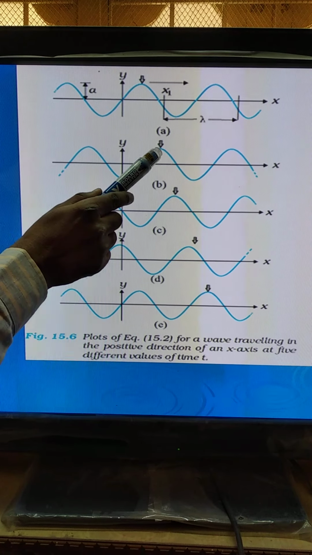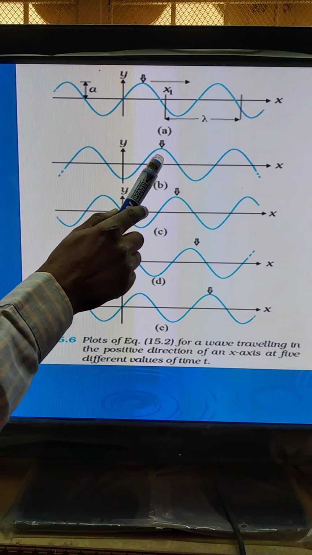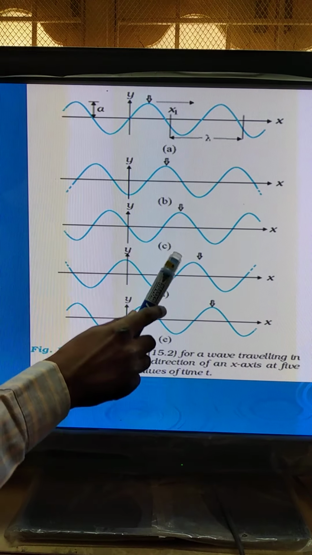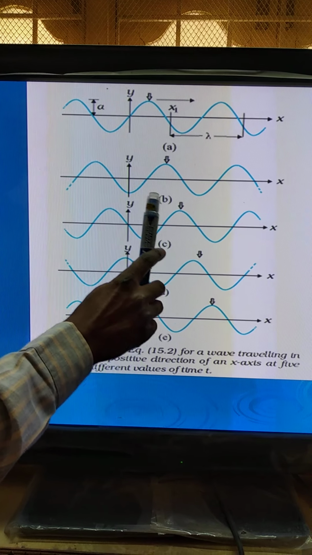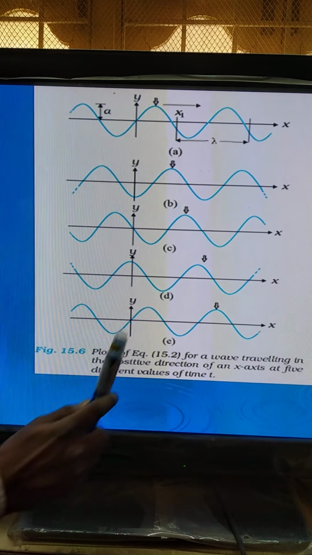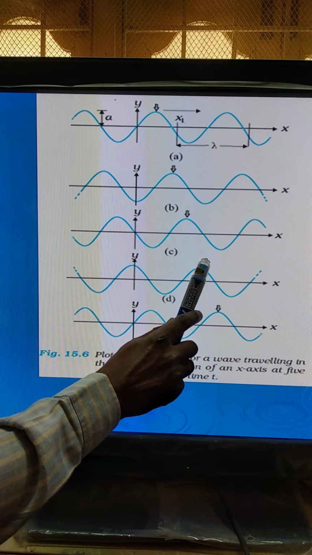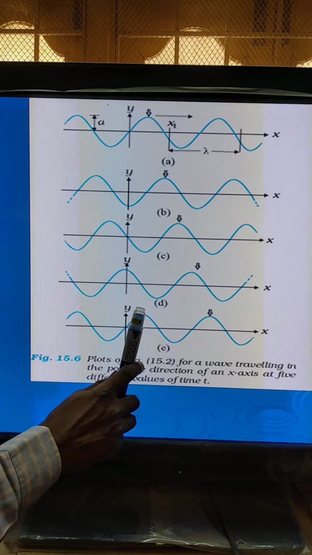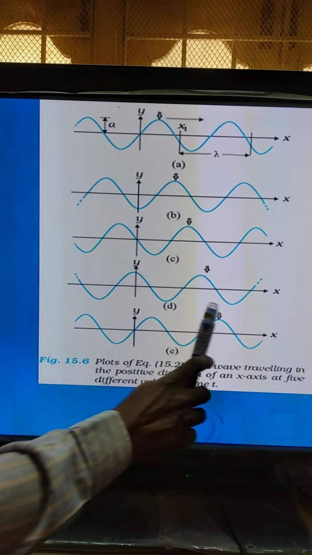After a time T by 4, the wave has traveled a distance lambda by 4. After a time T by 2, the arrow mark travels lambda by 2 distance, and here 3 lambda by 4 distance, and here the arrow mark has traveled a distance lambda.